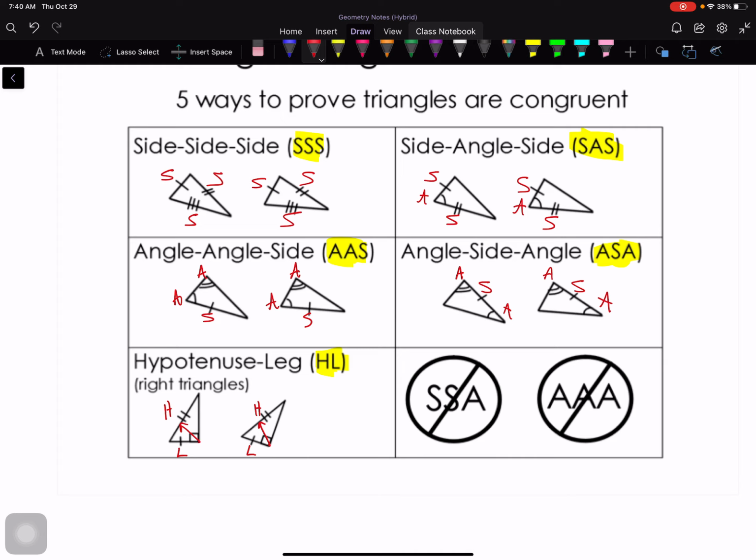So 2 ways that don't work. You cannot go angle, angle, angle. So if I just have 2 triangles and I go something like this, that is not enough. I know all 3 angles are congruent, but that's not enough to know that the triangles are congruent, because believe it or not, the sides can be different lengths, but the angles are still congruent.